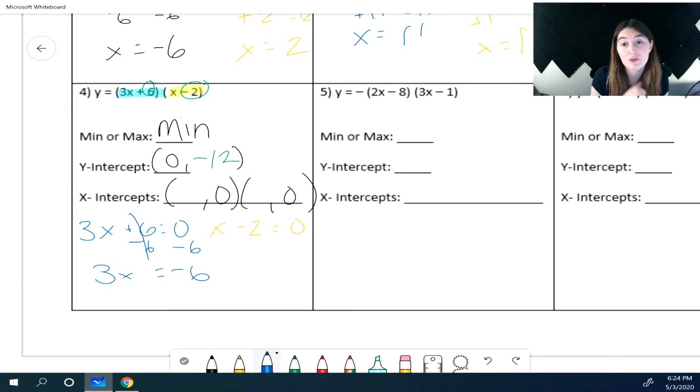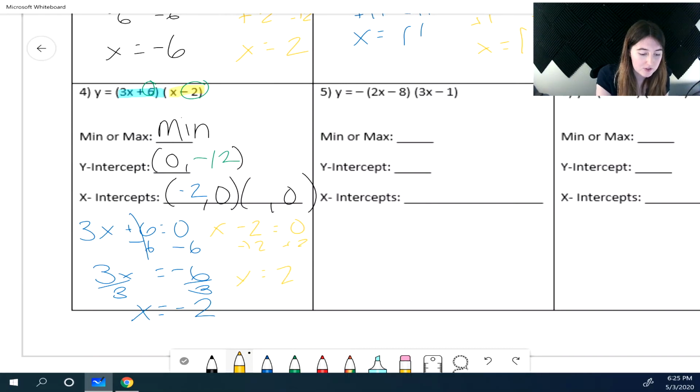Now we want that 3 to go away, so x is by itself. To get the 3 to go away, it's multiplying, so what's the opposite? Divide. We're going to divide by 3 to both sides, and we get x equals negative 2. So negative 2 is one of our x-intercepts. Now we can solve the yellow one just like we always have. Add 2 to both sides. We get x equals positive 2.